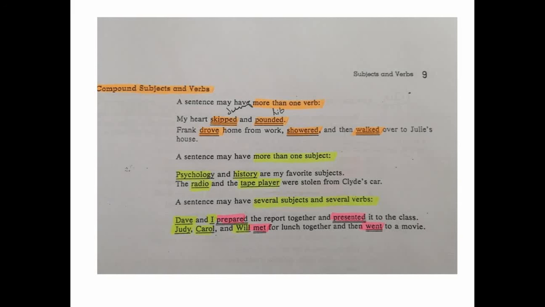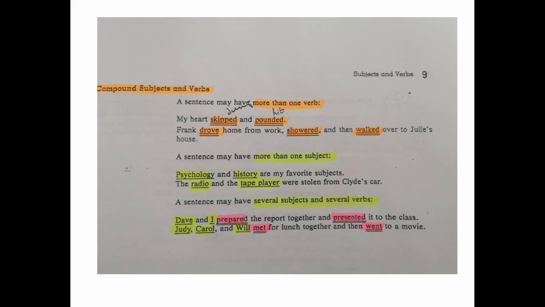The radio and the tape player were stolen from Clyde's car. So what was stolen from Clyde's car? Two things, the radio and the tape player. Therefore, that's again a compound subject. Now, in other sentences, you may have more than one subject in the same sentence. Therefore, I would have a compound subject and more than one verb. So I have a compound verb.